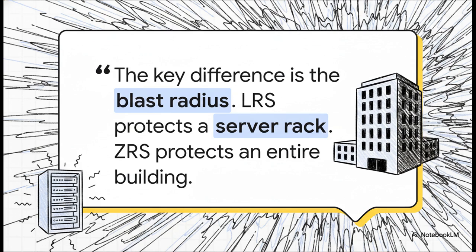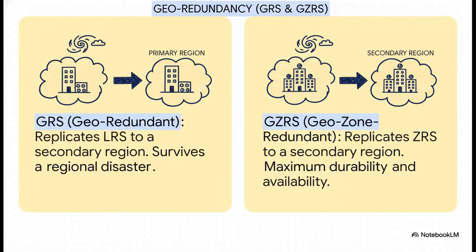If the exam question talks about needing to survive a data center failure while staying in the same region, the answer is always ZRS. But what if an entire region gets hit by a hurricane? For that, you need to go geo-redundant. GRS, or geo-redundant storage, takes your 3 LRS copies from one region and copies them all over again to another region hundreds of miles away.